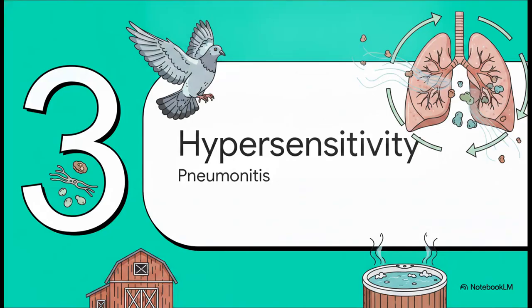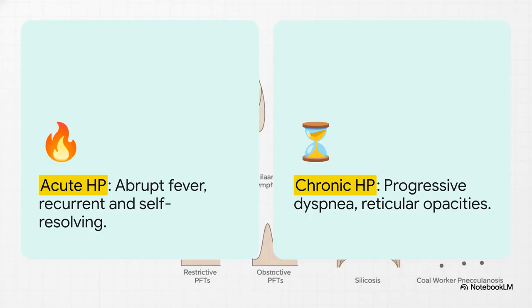Next up, hypersensitivity pneumonitis. This is fundamentally an immune response to inhaled antigens. We're talking mold, bird proteins, farming exposures, or even contaminated water systems. It comes in two flavors. Acute disease hits you with recurrent, self-resolving fevers, chills, cough, dyspnea, fatigue, and leukocytosis shortly after exposure. Chronic disease is more insidious. You'll see progressive cough, dyspnea, fatigue, weight loss, a low DLCO, exertional hypoxemia, and reticular opacities on imaging.